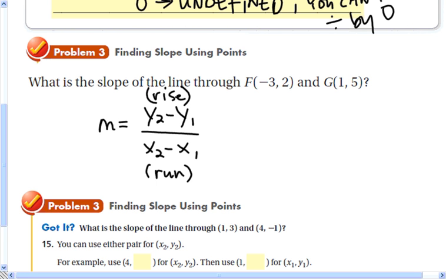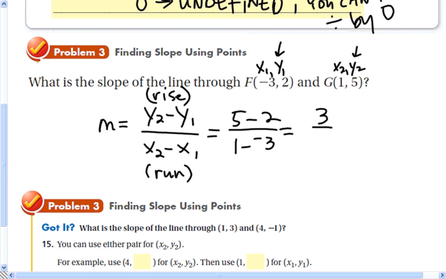And so I have to identify which is the x and which is the y. The first term is always the x, the second one is always the y. So that's my x1, y1, and then this will be my x2, y2. So subtract, and it really wouldn't matter if I called this y1 and this y2 and then this x2 and this x1, but I have it that way. So I'm going to do 5 minus 2 for my rise, and 1 minus negative 3 for my run. 5 minus 2 is 3. 1 minus negative 3 is 4. So my slope is 3/4.